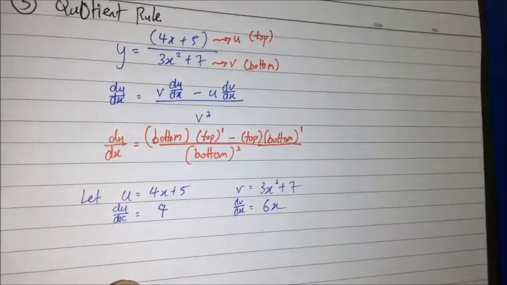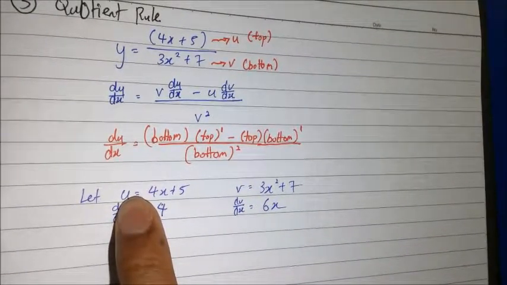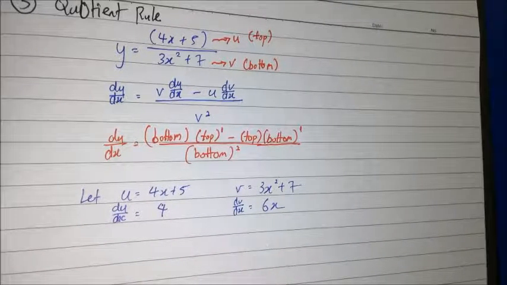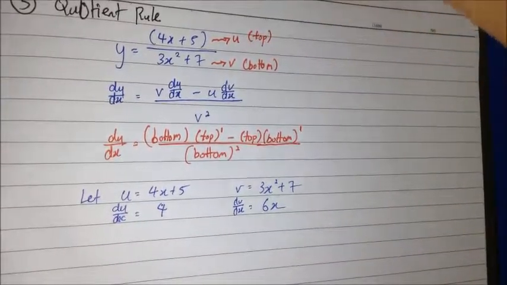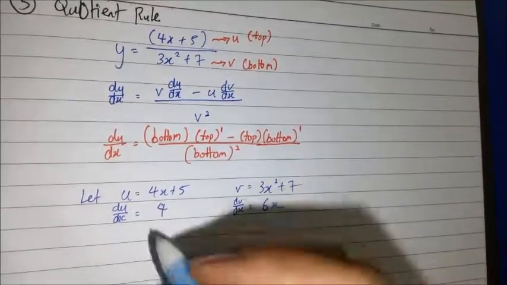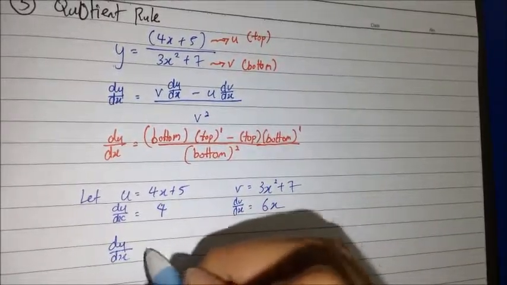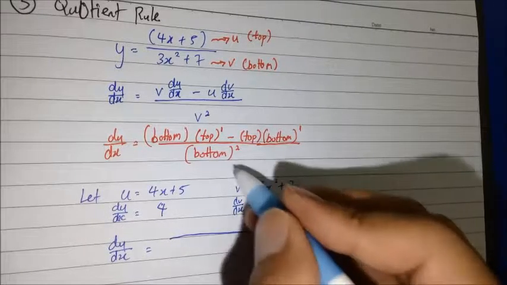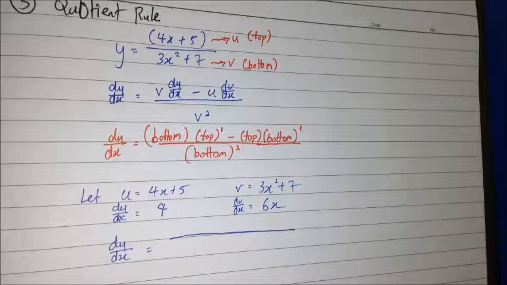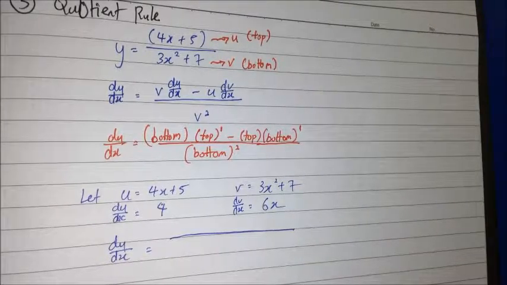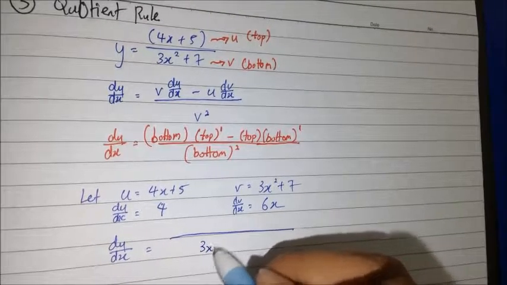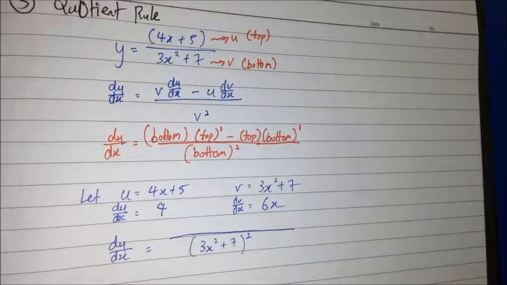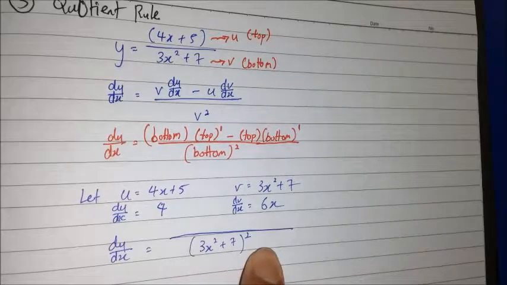6x. So this is the original top, differentiate top, original bottom, differentiate bottom. Alright, let's piece everything together. I write dy/dx equals, draw a long line, put there bottom squared. Which one do I copy, 3x squared or 4x? Which one do I copy? (3x squared plus 7) whole thing squared. So this is the copy bottom squared.